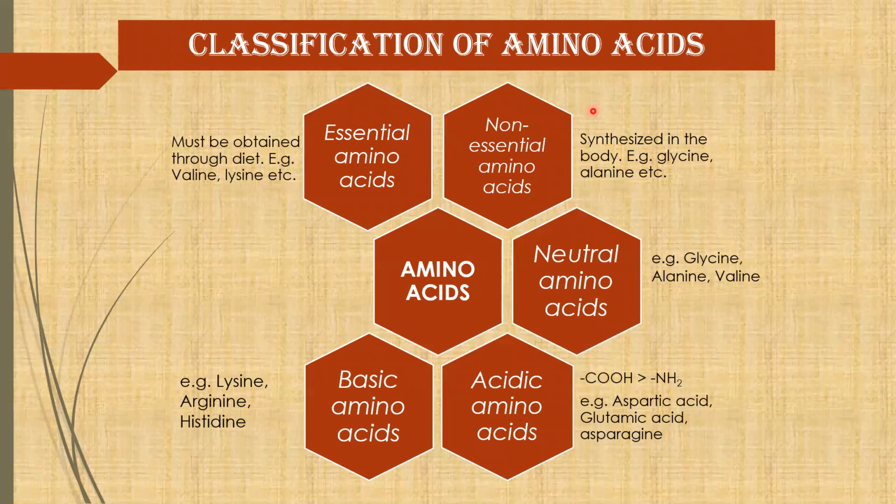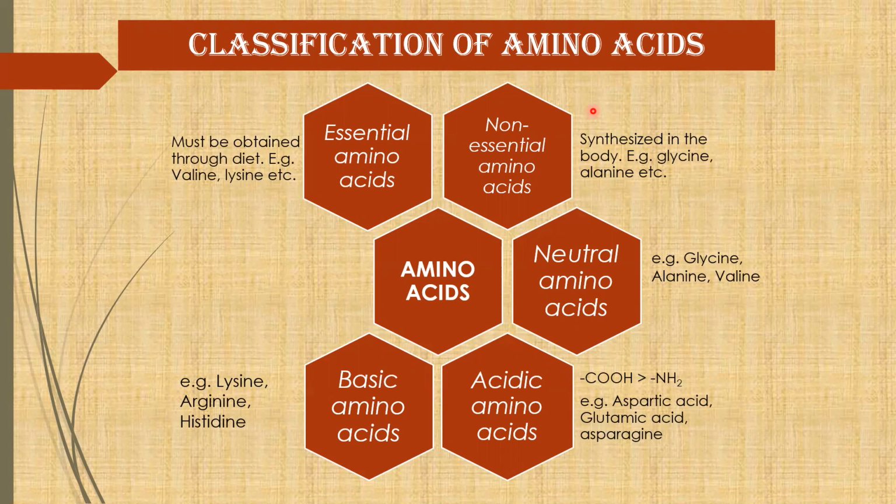Amino acids are classified into different types, that is, on the basis of synthesis and on the basis of availability. So we have different types of amino acids like essential amino acids, non-essential amino acids, and then on the basis of the strength, that is acidity, basicity, and neutral.